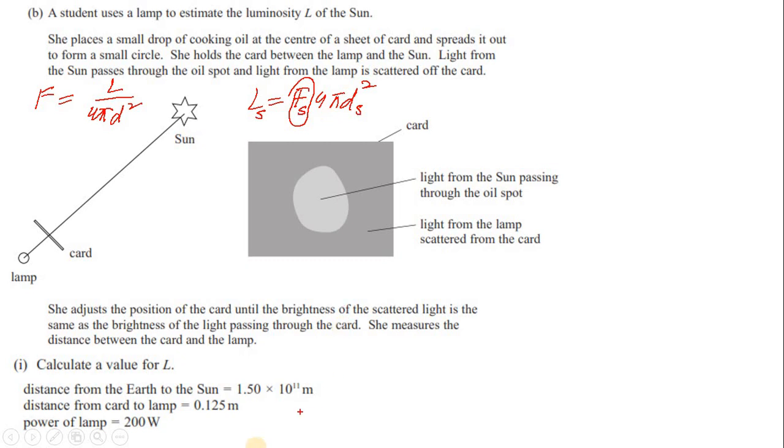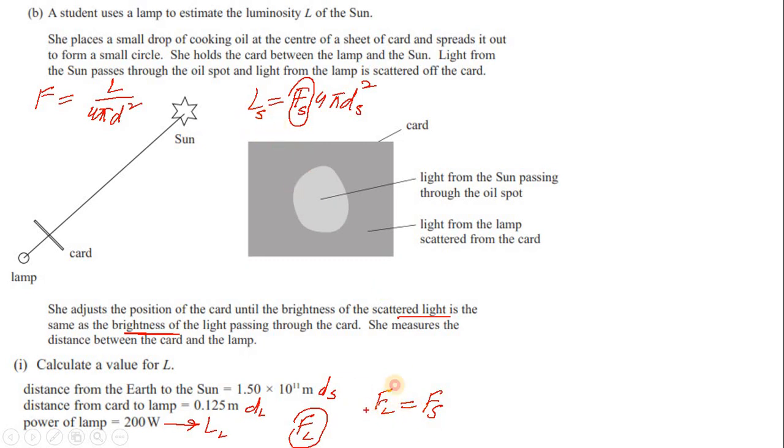So first we need to figure out Fs, the brightness of the sun. And how do we do that? We are going to figure out the brightness of the lamp. This is the luminosity of the lamp, and we have the distance of the lamp. Using these two, we can figure out the brightness of the lamp. Because she adjusts the distance so the brightness of scattered light is the same as the brightness of the sunlight, FL is equal to Fs. So we can use this to figure out the luminosity of the sun.